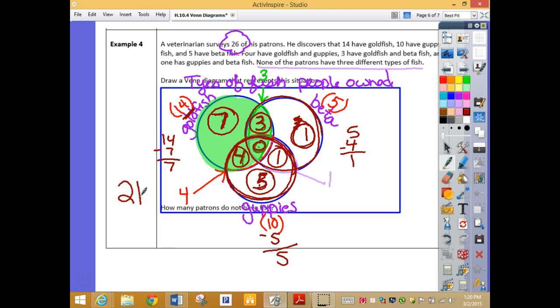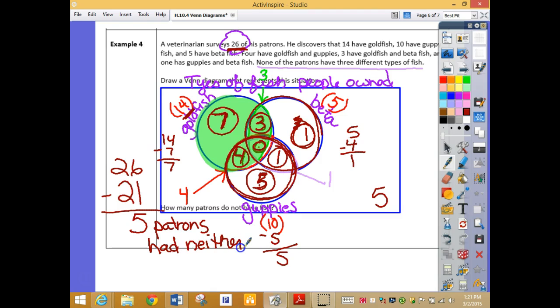Now what do I do with that? My total is 21. Right, because we surveyed 26 people. So how many are left over? 5. And so that would be out here in your universe, 5. 5 stands for 5 patrons who had neither fish. That doesn't make sense. Had neither fish? Had any of the fish. Let's go with that.